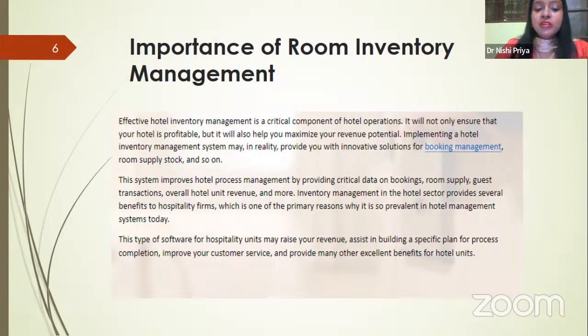Types of software for hospitality units may raise your revenue, assist in building a specific plan for process completion, improve your customer service, and provide many other excellent benefits for the hotel.